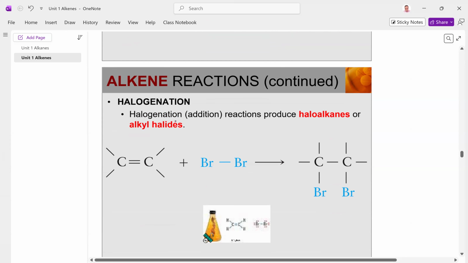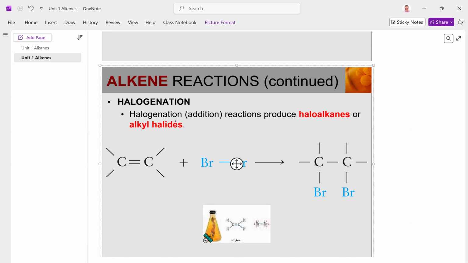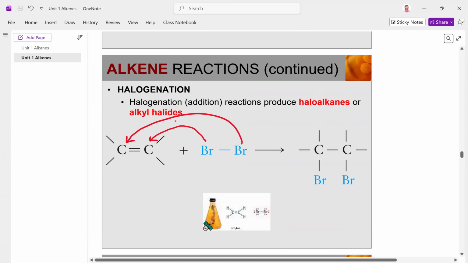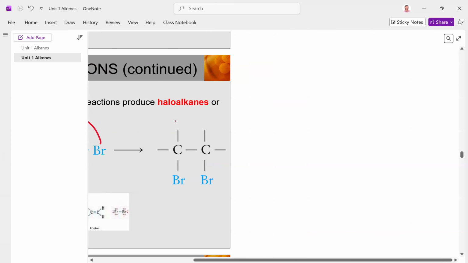All right, the simplest one is going to be adding bromine gas or chlorine gas. And what's going to happen is the Br is going to add to either side of the double bond. See, does it have an example? No. So let's look at an example.